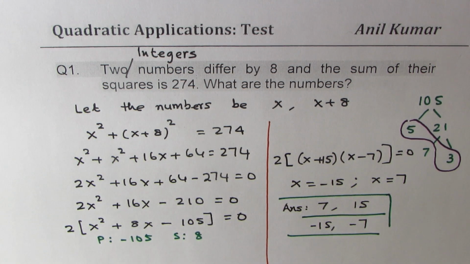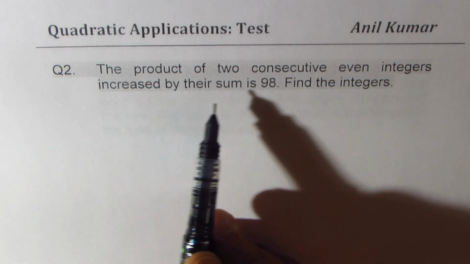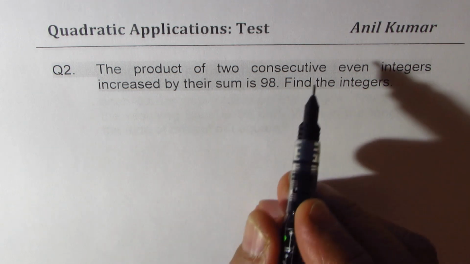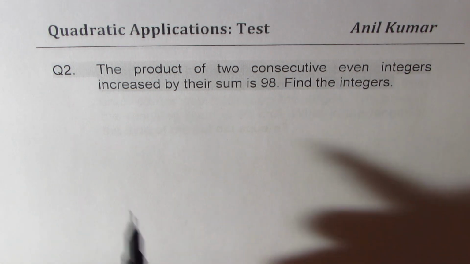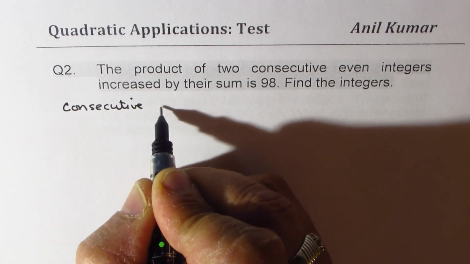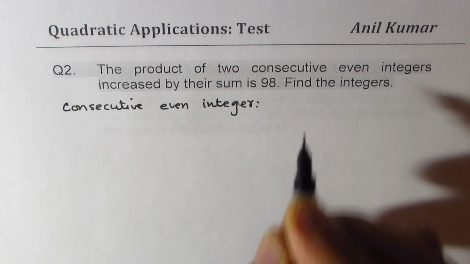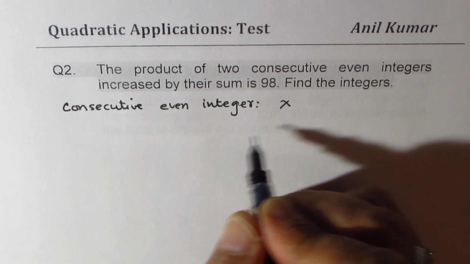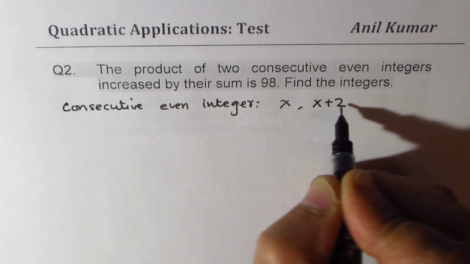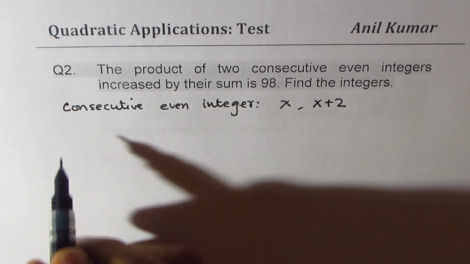Is that clear? Let's move on and take the second question now. The product of two consecutive even integers increased by their sum is 98. So when we say consecutive even integers, what are consecutive even integers? If I take x as the first, then the next one will be x plus 2. So even will be, you have to skip 1. So that becomes the let statement.